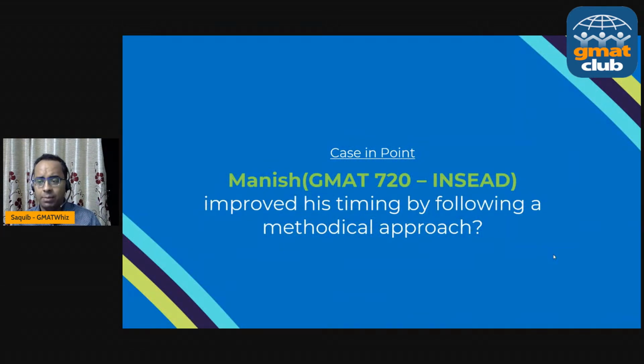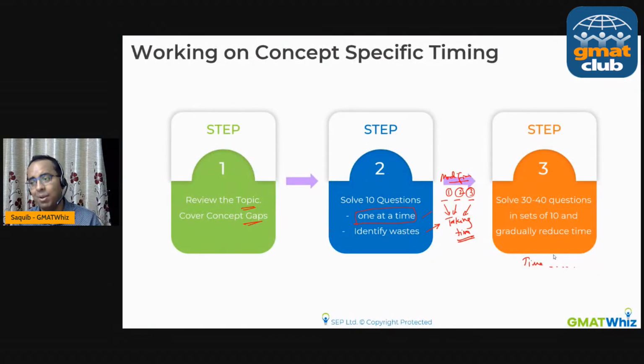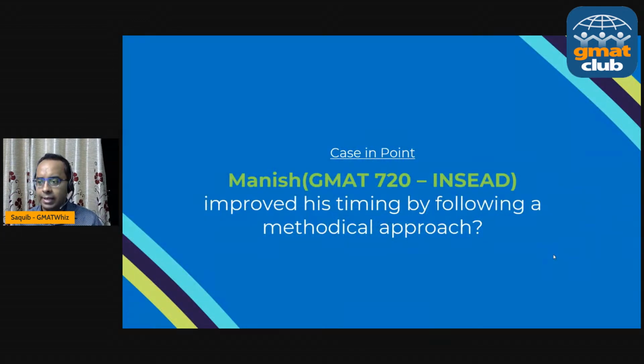Now, I have a case in point. Why I'm taking this case is because whenever I talk about this step, a lot of people are skeptical. They're like, hey, the same boring stuff, I don't want to follow this, it doesn't work for me, and so on. So I thought, let me take the case. It's a very recent case.